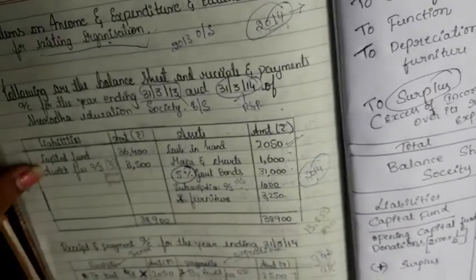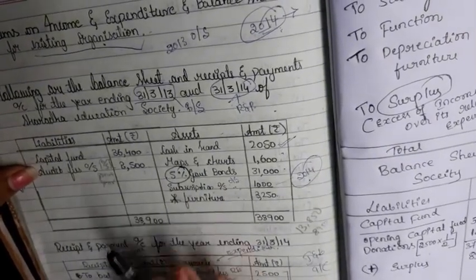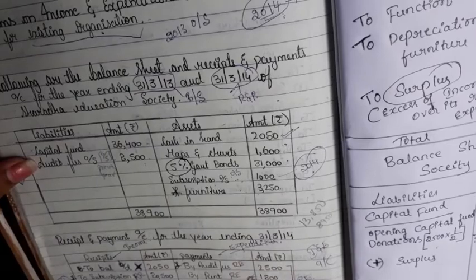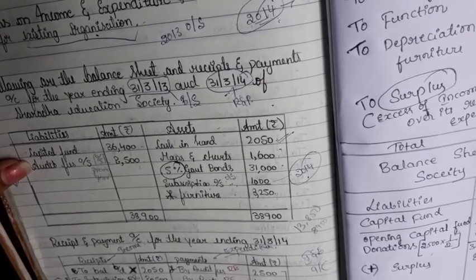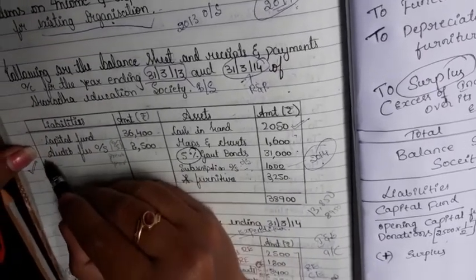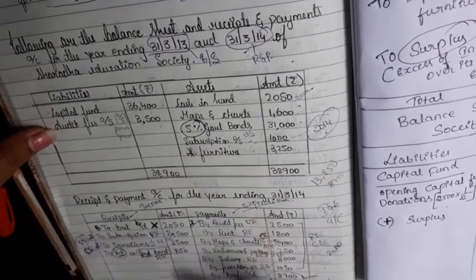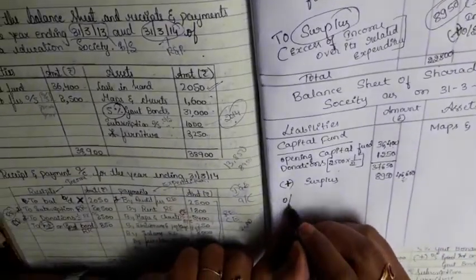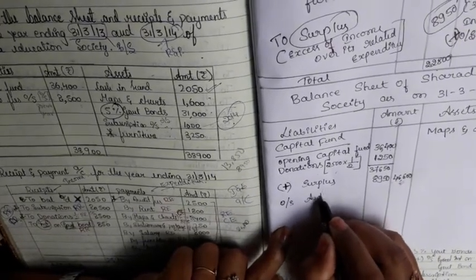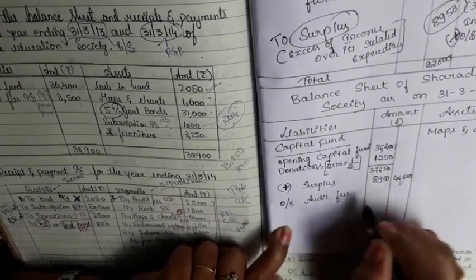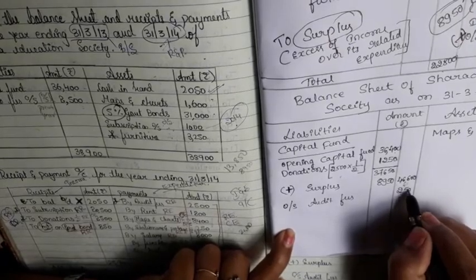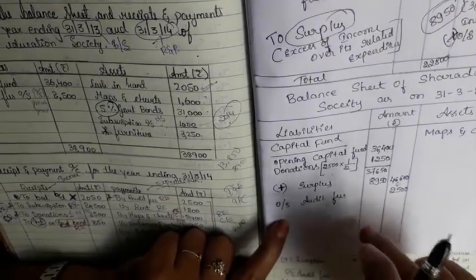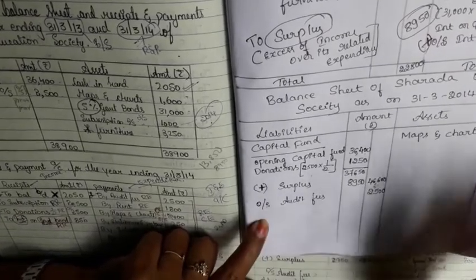Next one is audit fees. If there is no information related to outstanding audit fees in the present year, we are not going to consider it. But in the present year, there is outstanding audit fees, rupees 2,500. This should be paid in the future.